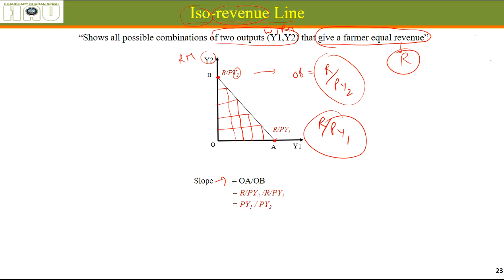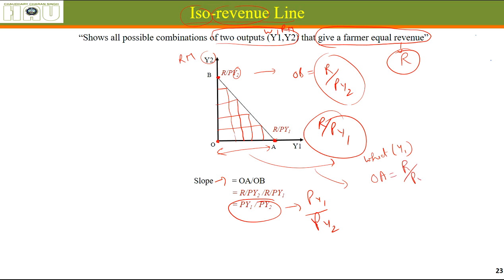So the slope for this is again PY1 by PY2. This means I have missed a point here. Let's say if we dedicate all our input, whatever we have, in producing wheat only, that is Y1 only. So how much quantity will we be producing? Quantity will be equal to OA. That means total revenue we have got, divided by price of the wheat. So this much is the quantity we will be producing.